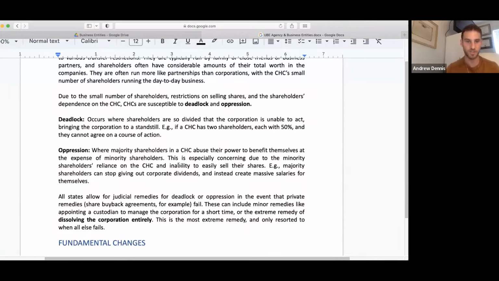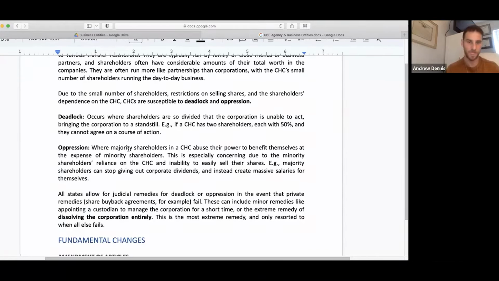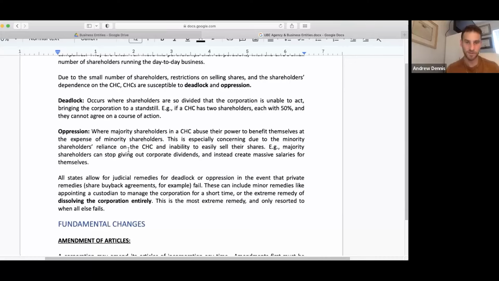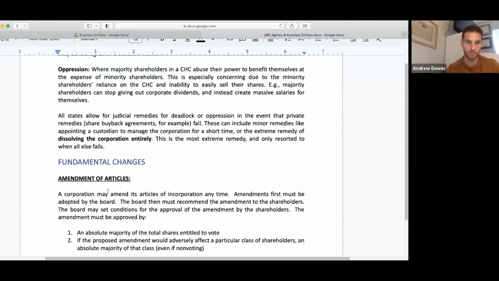This is especially concerning due to the minority shareholder reliance on the closely-held corporation and inability to easily sell their shares. Majority shareholders can stop giving out corporate dividends and instead create massive salaries for themselves, right? Oppression. All states allow for judicial remedies for deadlock or oppression in the event that private remedies, share buyback agreements, for example, fail. These can include minor remedies like appointing a custodian to manage the corporation for a short time, or the extreme remedy of dissolving the corporation entirely. This is the most extreme remedy and only resorted to when all else fails.